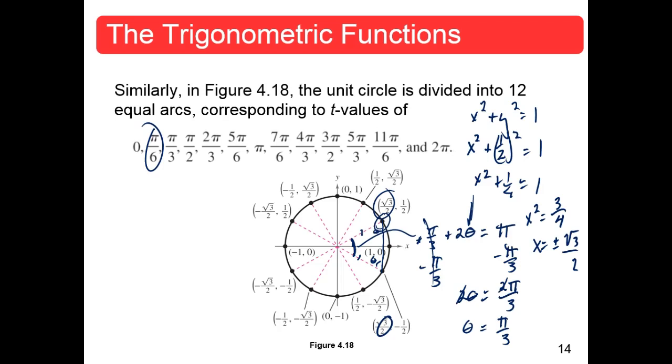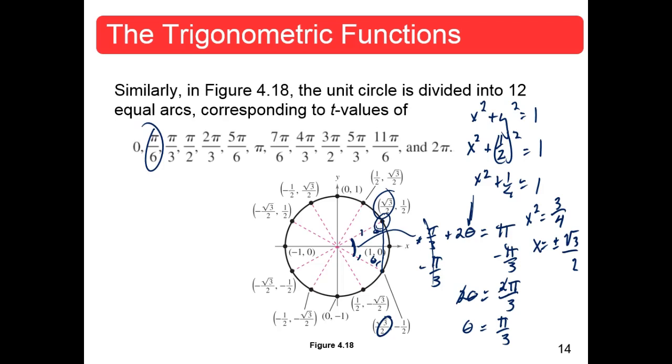Well, now you can do the same thing up here and find out the x is 1/2, and the y would have to be square root of 3 over 2. And then over here it's minus 1/2, positive square root of 3 over 2, minus root 3 over 2, positive 1/2. Everything is symmetrical out there. So we have every one of these.